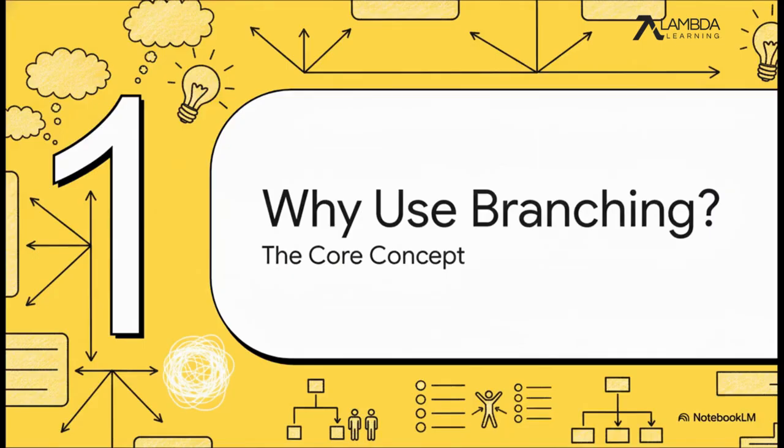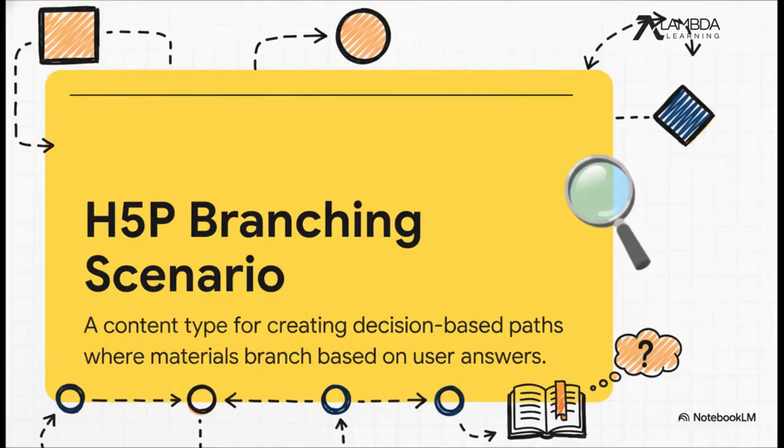Okay, first things first, why should you even bother with branching scenarios in the first place? What makes them so special? So what is it exactly? Well, H5P is basically a whole toolkit for creating interactive content. The branching scenario is one of its superstars. The core idea is super simple. The content you present changes, or branches, to different outcomes based entirely on how a user answers your questions.